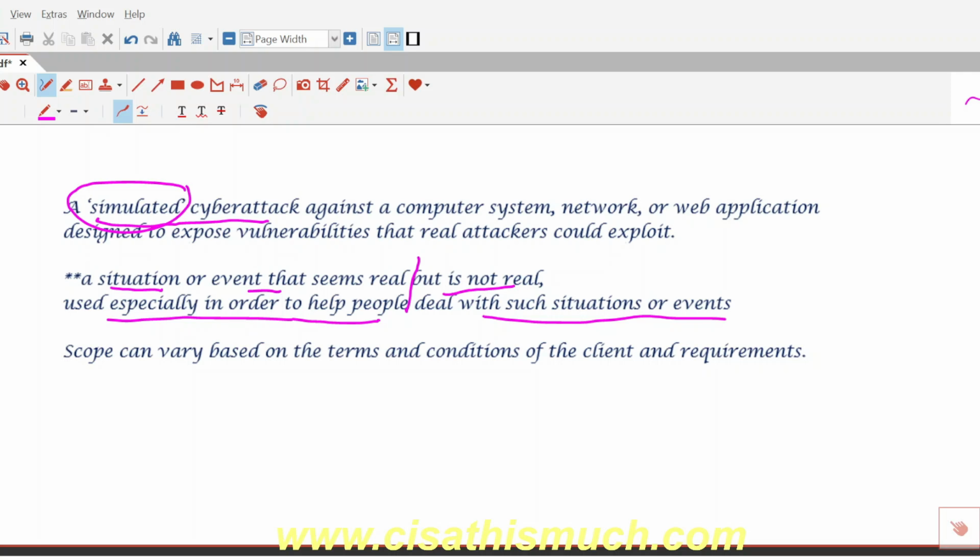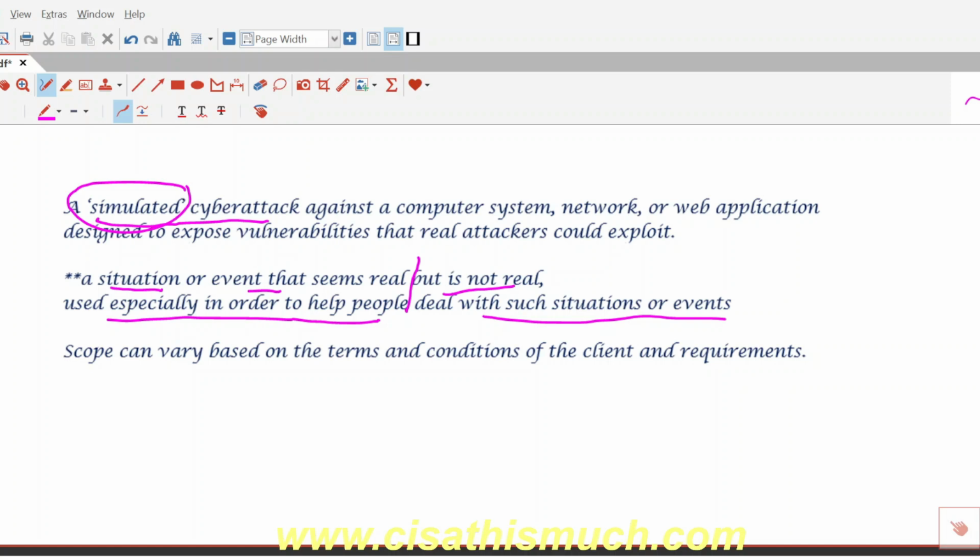Similarly here also, why are we doing a simulated cyber attack? So that if real attackers are trying to access our internal systems, if they are trying to exploit our internal vulnerabilities, we need to understand what our weaknesses are. We need to understand what our loopholes are, what our internal system vulnerabilities are, and how we can improve. If an external event happens, at that time we will not have a choice.